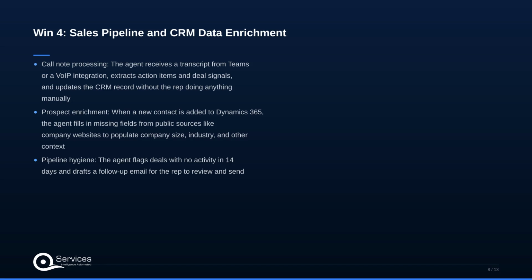Next up, moving on to Win 4, Sales Pipeline and CRM Data Enrichment. Sales teams at SMBs often lose hours each week to data hygiene, updating contact records, logging call notes, researching prospects before outreach. An Azure OpenAI agent running in the background handles most of this automatically.